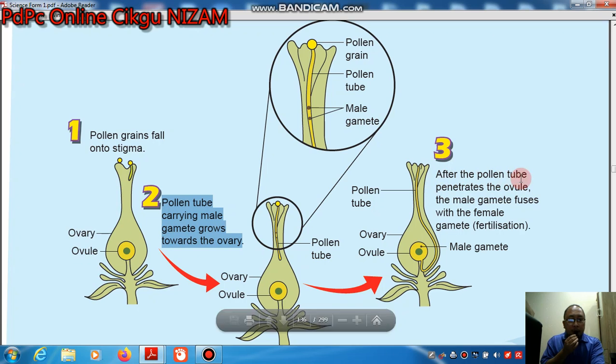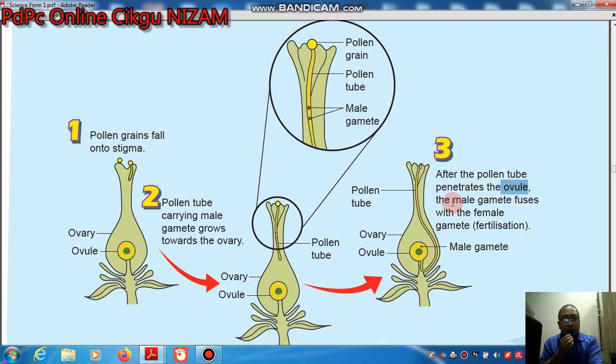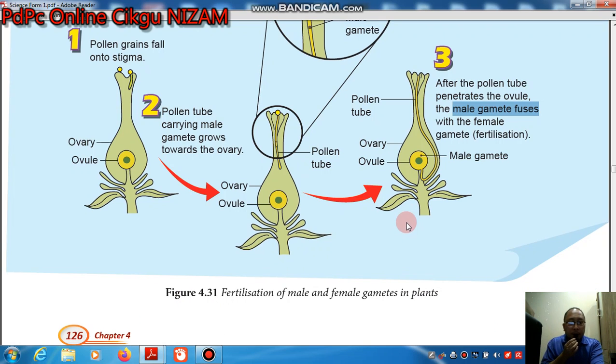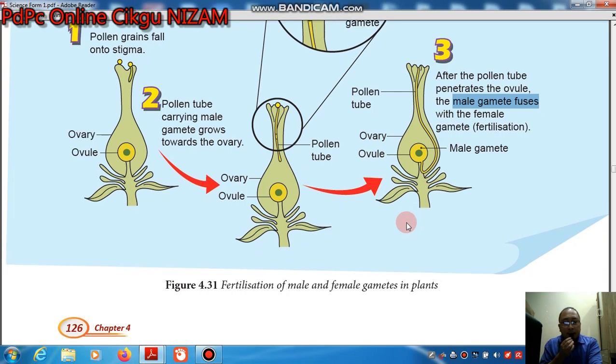After the pollen tube penetrates the ovule, the male gamete will fuse with the female gamete inside the ovule. When this happens, the male gamete meets the female gamete in the ovule. This is what we call fertilization. So what exactly happens after the fertilization process? We will discuss it. It will form what we call a seed.